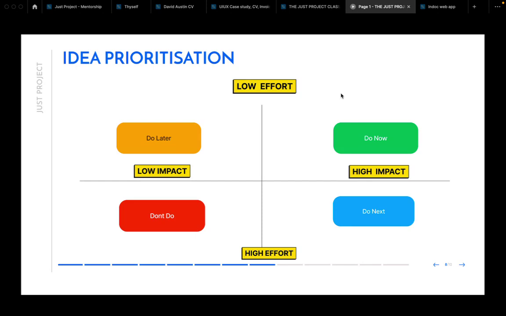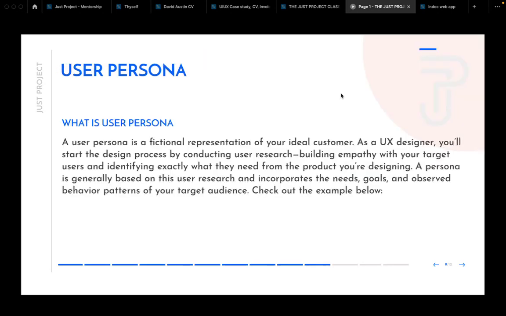Do now, do next, do later, don't do. Like I said, you have to have an end goal. When you have an end goal, you'll be able to know which is impactful at that very instance. So from the idea aspect, you come to the user persona. Basically, a user persona is a fictional representation of your ideal customer. It is like a documentation of your user. Like I said, you can't interview everybody. Not everybody is your user.